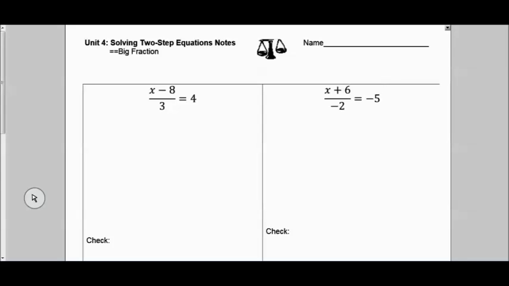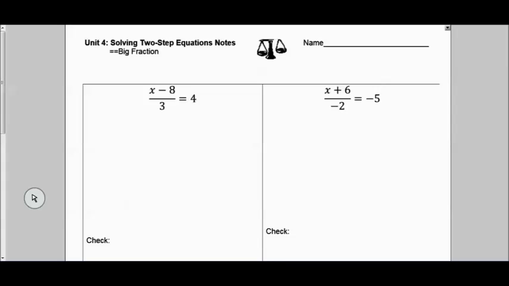In this video, we're going to look at one last type of two-step equations. These equations look a little bit intimidating just because they have large fractions on one side of our equal sign. But they're still two steps just like we were doing before.